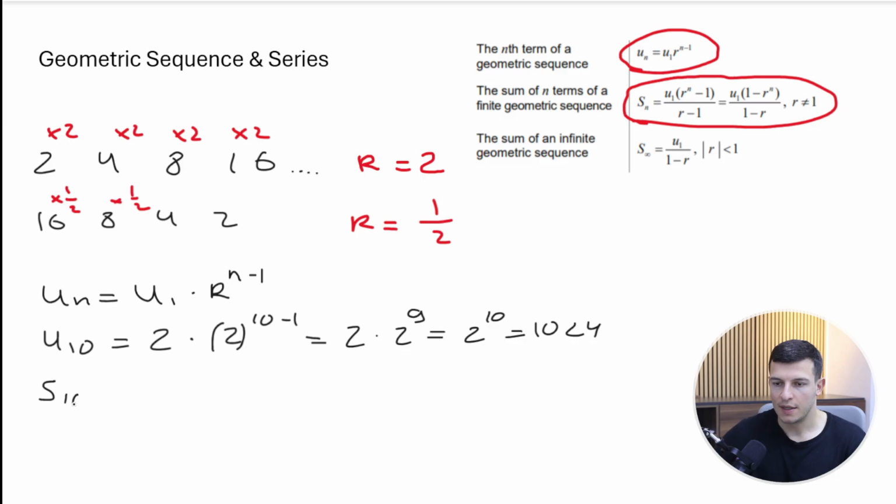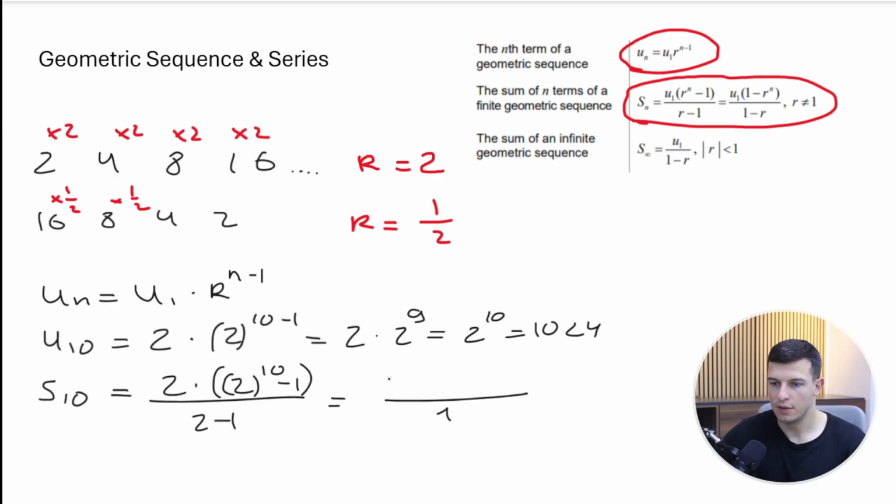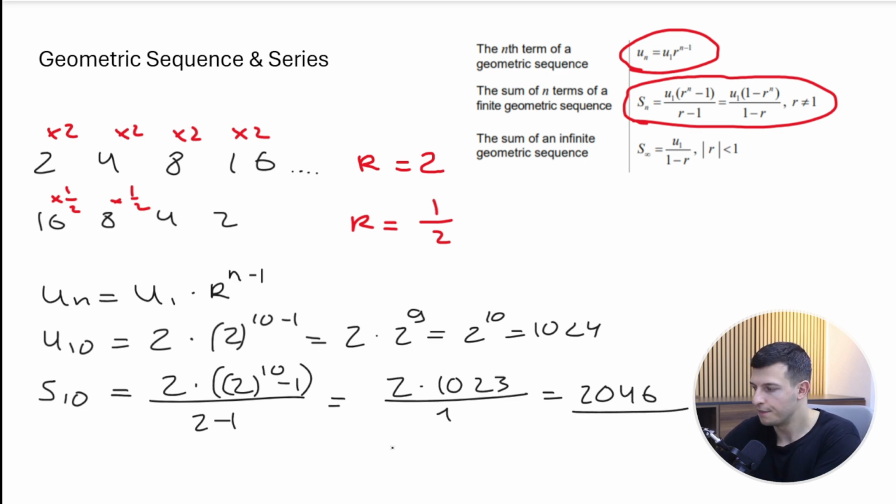So let's find S10 and practice our formula. S10 is going to be u1, which is 2, times r, which is also 2. Let me put a bracket here as well. To the power of n, which is 10, minus 1, divided by r minus 1, which is 2 minus 1. So the denominator becomes nice and easy, just 1. At the top we have 2 times 2 to the power of 10 minus 1, and we already know 2 to the power of 10 is 1024. Minus 1 is going to be 1023. So the answer is going to be 2046, I believe. 1023 times 2.